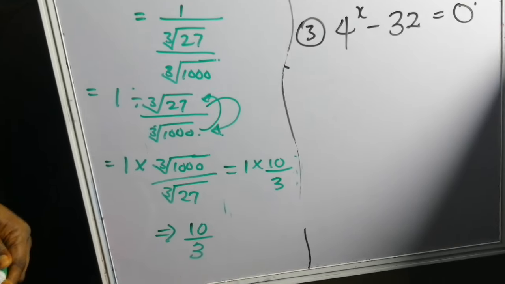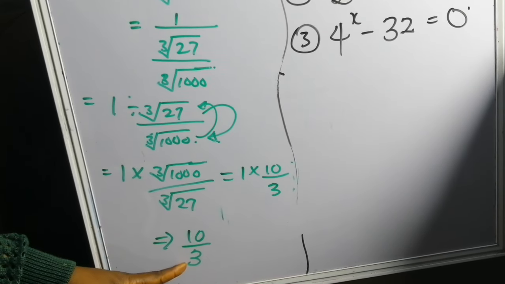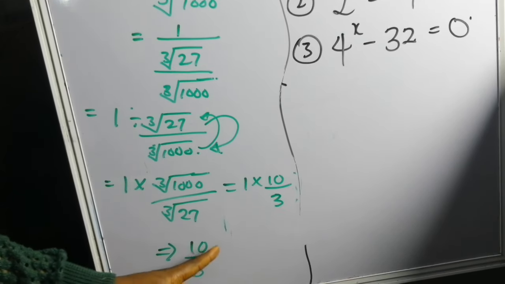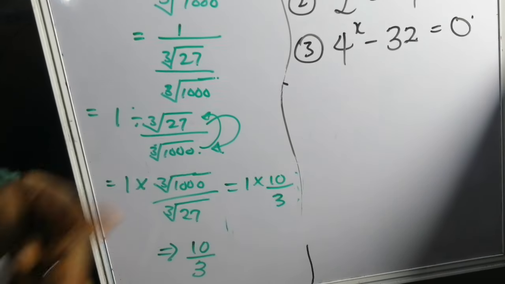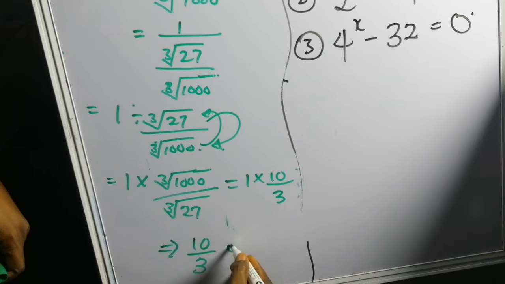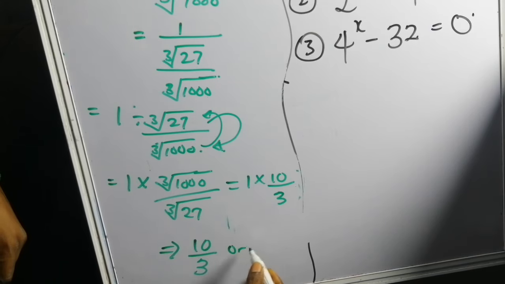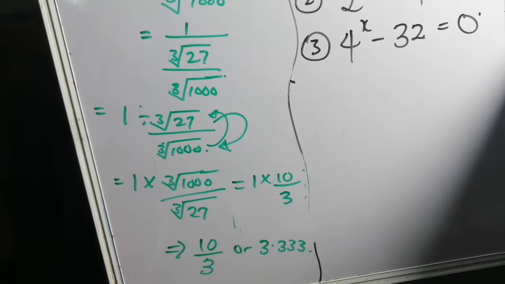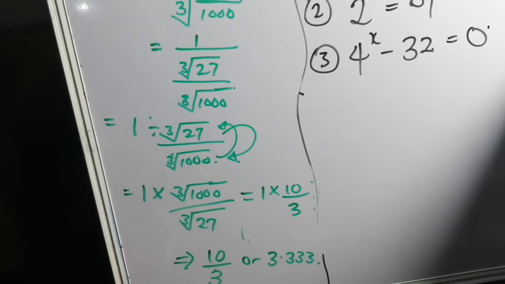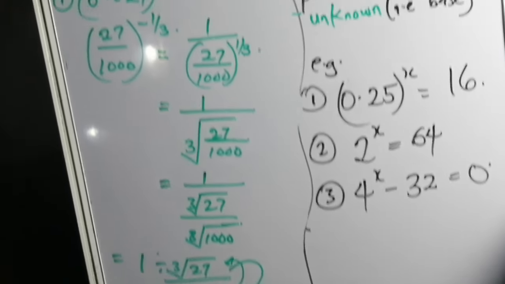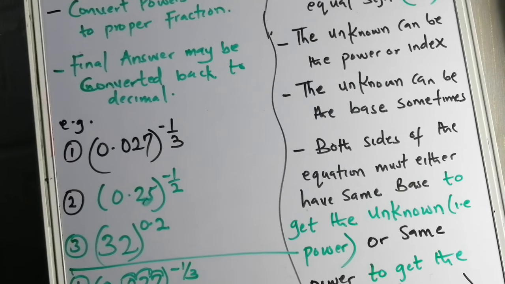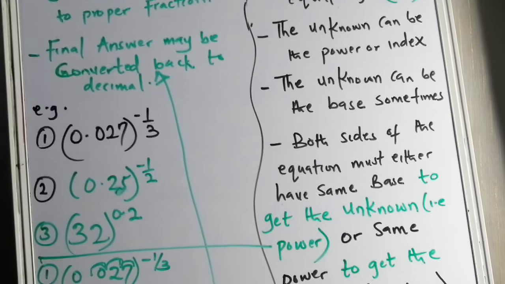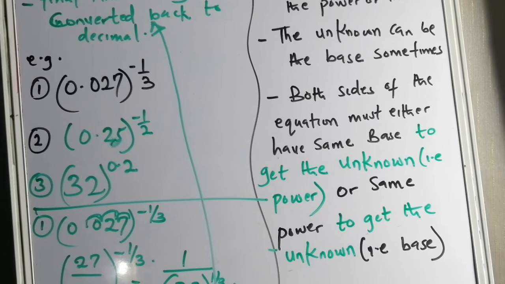If you look at this very well, I can leave this as a decimal at the end of the day. This is the final answer. Dividing 10 by 3, it will be 3.333. So the answer can be 10 over 3, or I can leave it as a decimal, 3.333. So that is what I mean by the second point here: the final answer may be converted back to decimal. It's as simple as that.